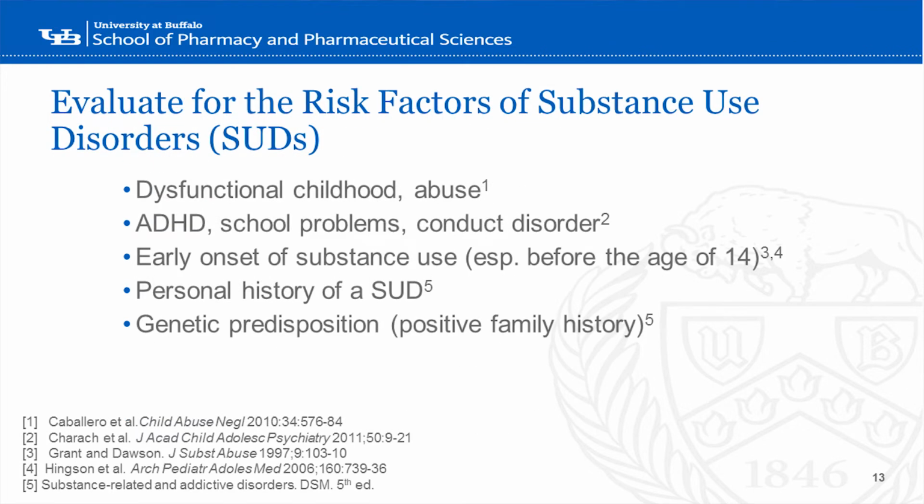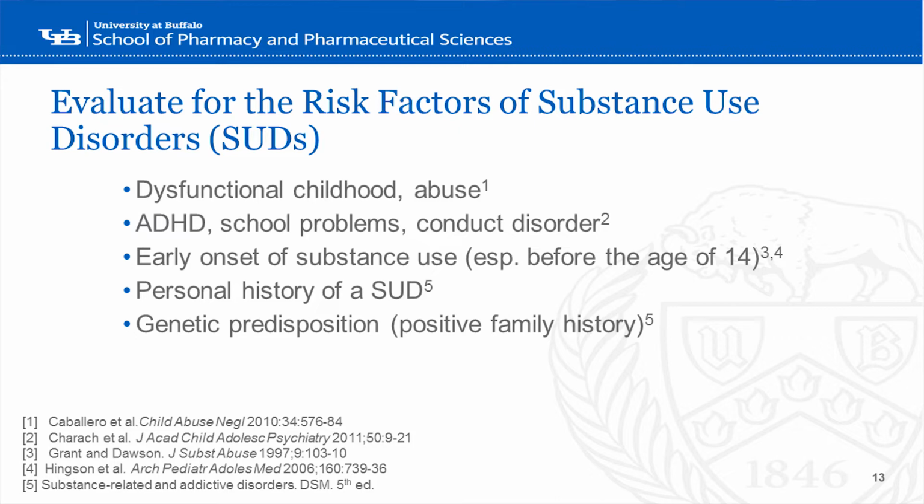Here are some of the risk factors for the development of a substance use disorder. A dysfunctional childhood, particularly with physical, sexual, or mental abuse. A history of attention deficit disorder, school problems, conduct problems. The early onset of substance use, particularly before the age of 14. So individuals who begin smoking cigarettes, marijuana, drinking alcohol, or experimenting with drugs before the age of 14 are at particular risk for the development of addiction.